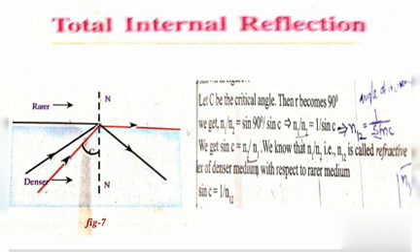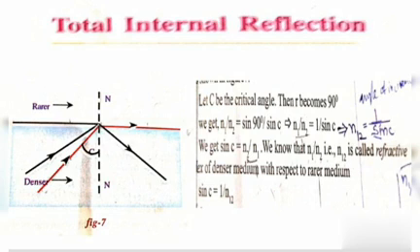Here MM represents the line drawn along the interface of two media, and NN represents the normal. NN is the normal and MM is what separates the two media. Place a semicircular glass disc in such a way that its diameter coincides with the interface line MM and its center coincides with the point O, as we have done in the lab activity.